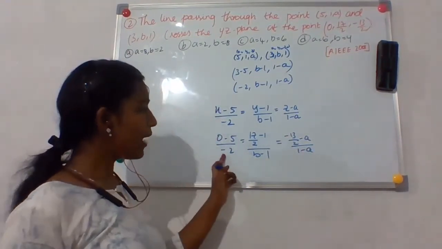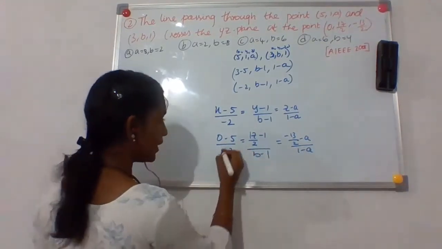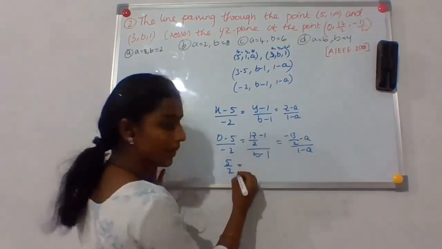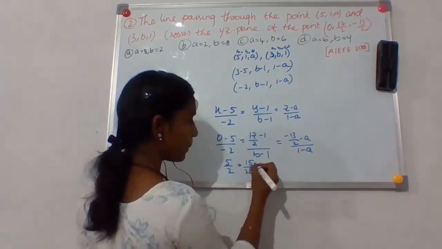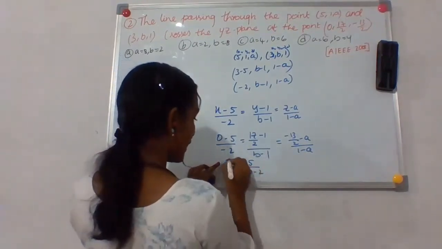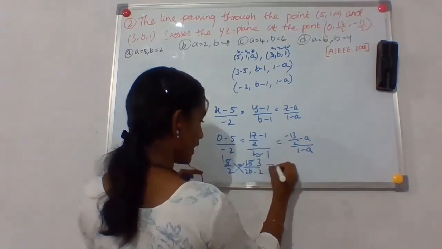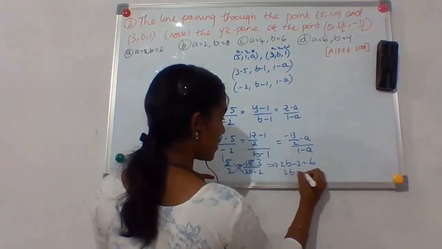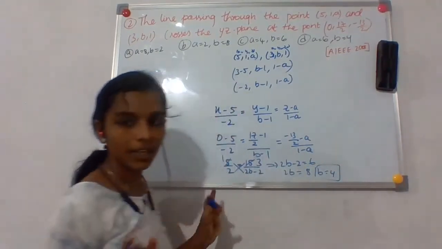So now you have to solve this equation to get the values of b and a. Okay, we'll do it. 5 by 2 is equal to, I'll cross multiply this. I'll get 15 by 2b minus 2. Okay, LCM, I have to take the LCM. And then what do I get? 5 ones and 5 threes. So I'll cross multiply and I'll get 2b minus 2 is equal to 6. So 2b is equal to 8 and b is equal to 4. That is the first value that we have got.